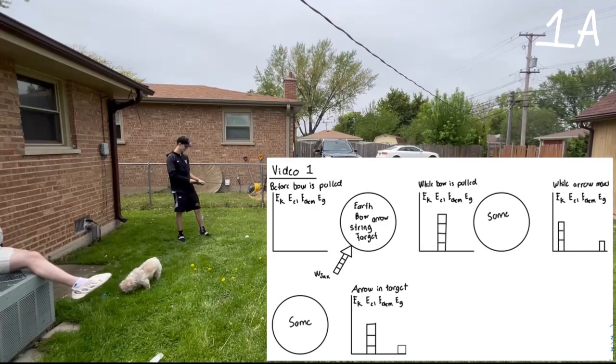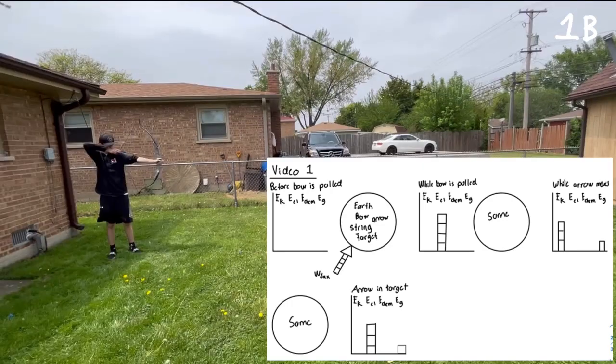We decided to name the system as the Earth, the bow, the arrow, the string, and the target. For the first motion, before the bow is pulled, there is no energy in the system. However, once Jax uses some of his ATP chemical energy, he's able to put some elastic energy into the system by pulling the string back.